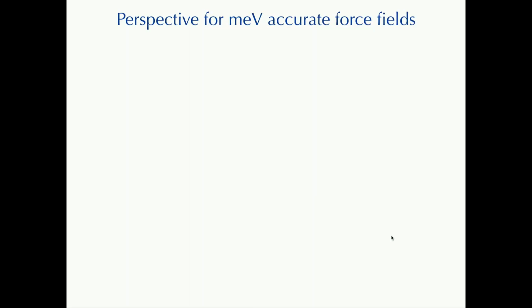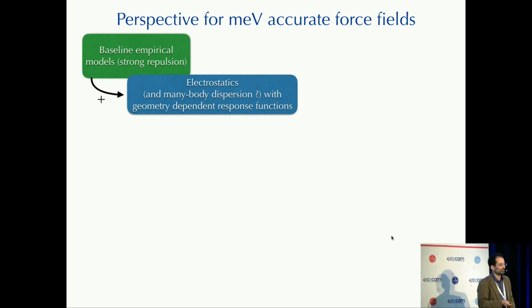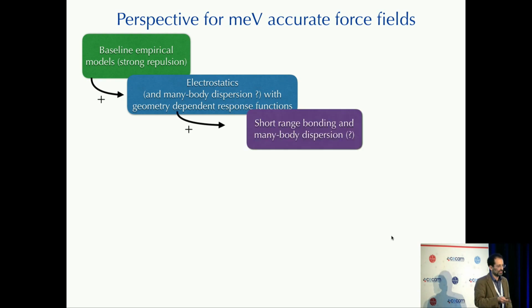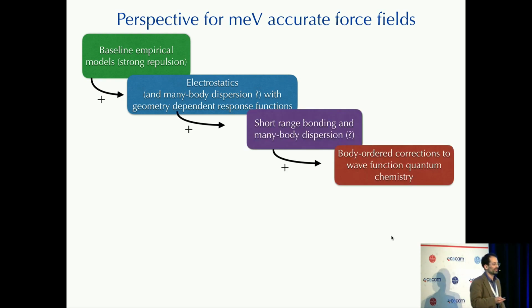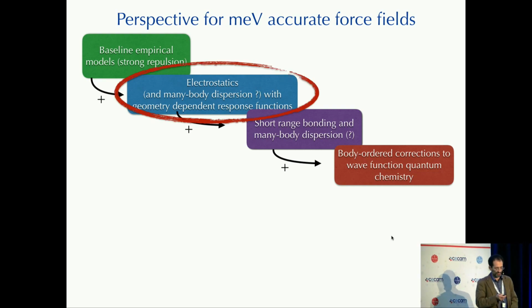100,000 atoms of amorphous silicon perspective. So we have a baseline empirical model: electrostatics, strong repulsion, exchange repulsion, and so on. We don't yet have electrostatics, but we have the short-range bonding and the many-body dispersion. There was a talk earlier today by Max Waite, and he showed that. So the thing that's missing is systematic treatment of many-body electrostatics.